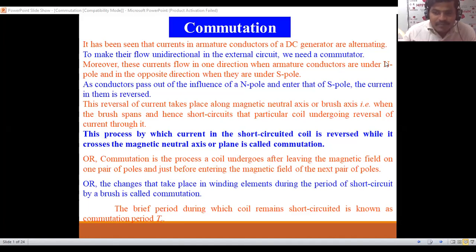Now see, the current in the armature is always flowing from the negative terminal to the positive terminal, that means from the negative brush towards the positive brush. Suppose it has been seen that the currents in the armature conductors of a DC generator are alternating. We have already derived the diagram. I will take the whiteboard.